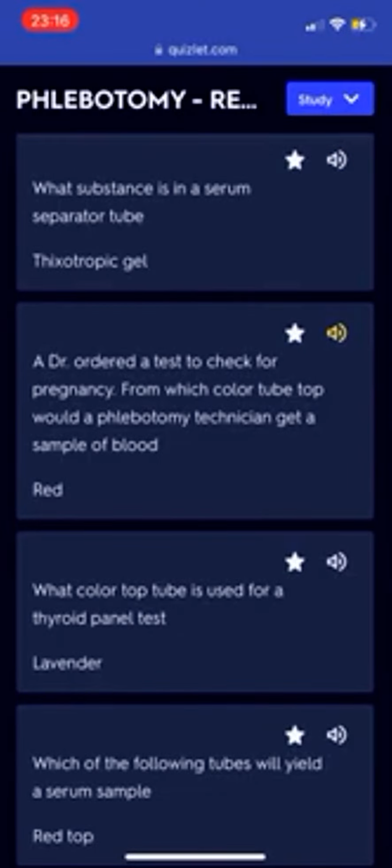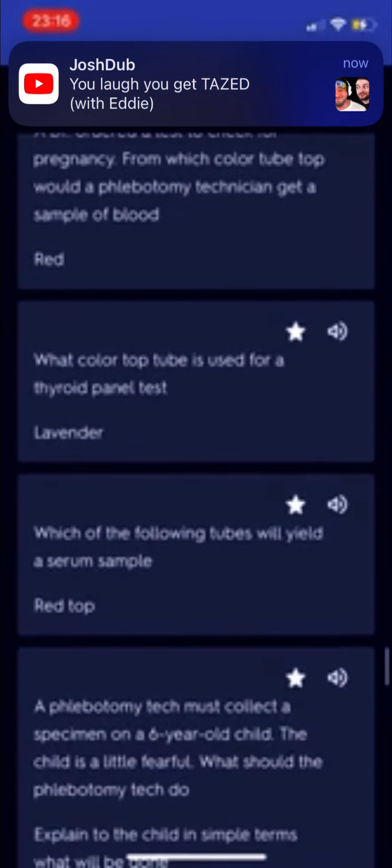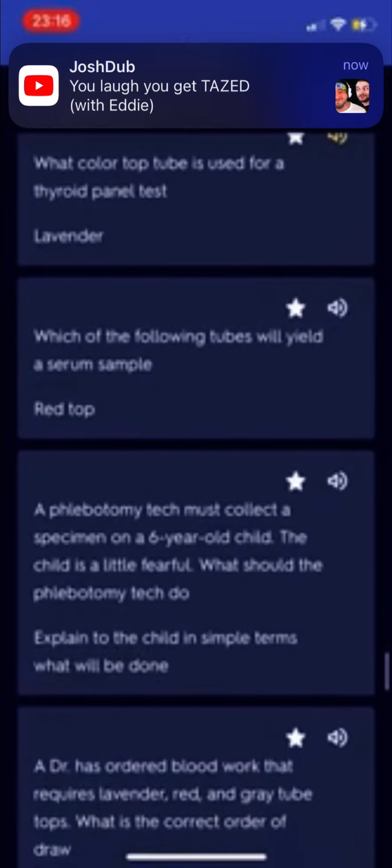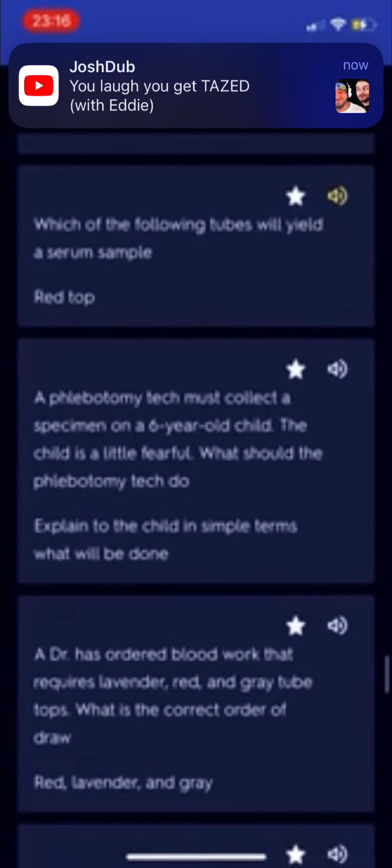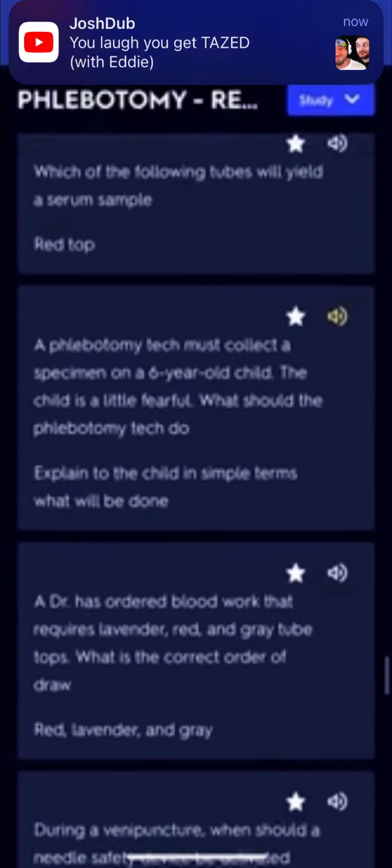From which color tube top would a phlebotomy technician get a sample of blood? Red. What color top tube is used for thyroid panel test? Lavender. Which of the following tubes will yield a serum sample? Red top. A phlebotomy tech must collect a specimen on a 6-year-old child.